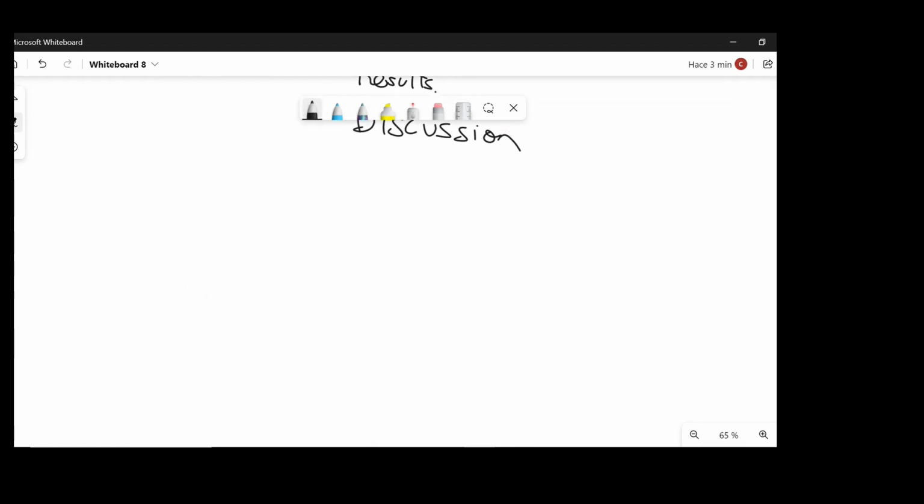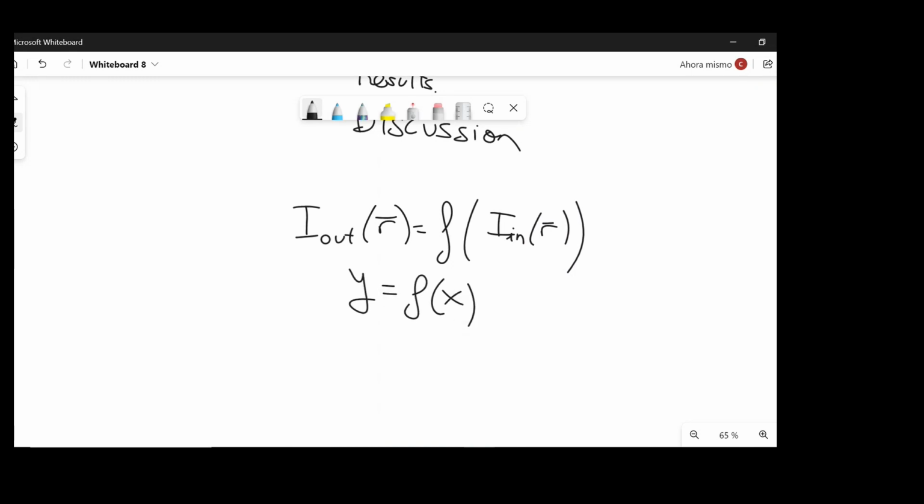So what is a point transformation? In general, the output image at a given location is a function of the input image at the same location. This is in general. Okay? And this has the structure y equals f of x. So in general, we will talk about y equals f of x.